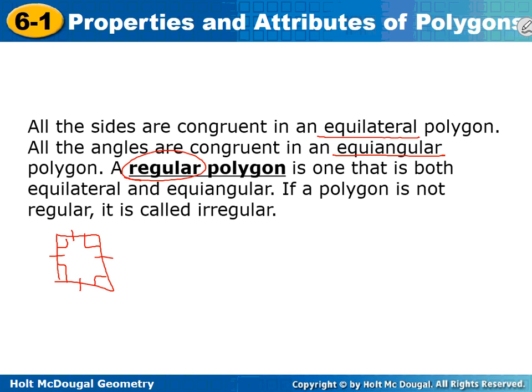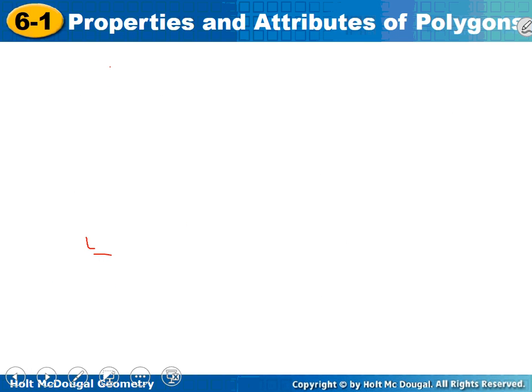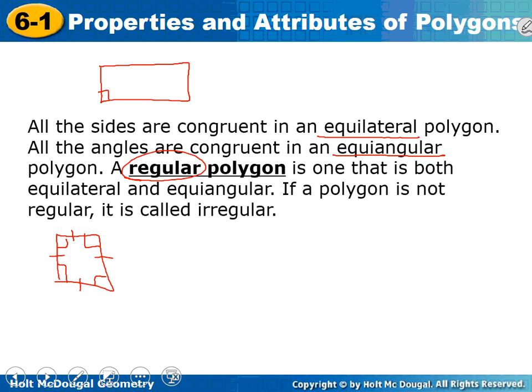Can you name a quadrilateral that is not regular, but is equiangular? A rectangle. Would you guys agree that a rectangle has 4 right angles, but it does not have 4 congruent sides? Okay, I'm not going to draw all the 4 right angles because it keeps messing up. But are you with me? It has 4 right angles, but it does not have 4 congruent sides. So it is equiangular, but it is not regular.